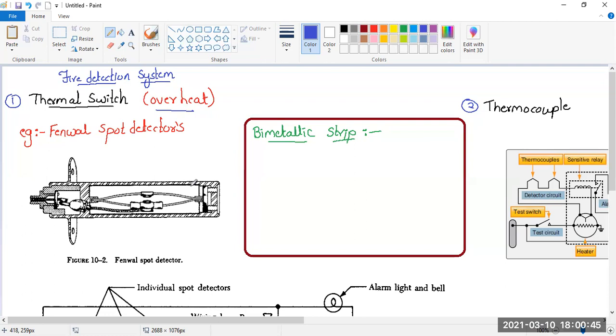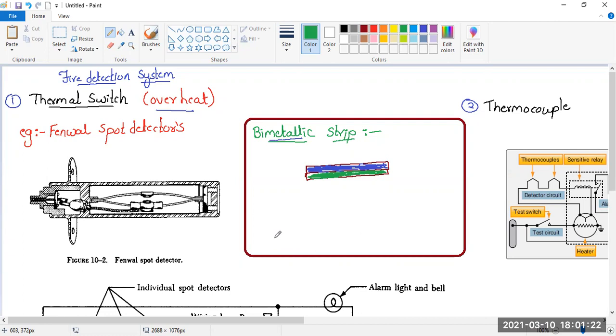For this, you need to understand what a bimetallic strip is. As the name itself suggests, a bimetallic strip means a strip which is made up of two different materials. Let us say this is a strip made up of two different materials. This side is some material, and the bottom side there is another material. It can be any two materials as long as they have different coefficients of linear expansion.